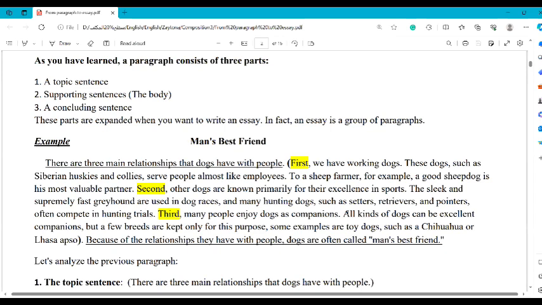The title is Man's Best Friend. Man's here means a human. We're not talking about a male. يعني the meaning here, it's not الرجل. No, it means الإنسان. Man's best friend. Okay. Yes, please, who can read?